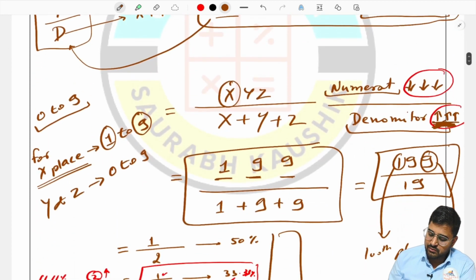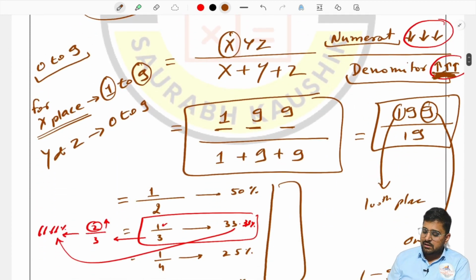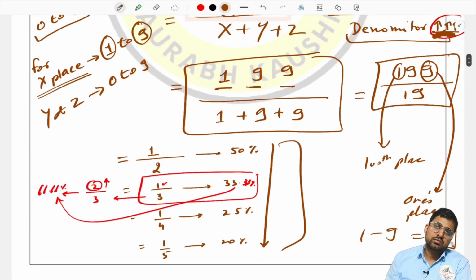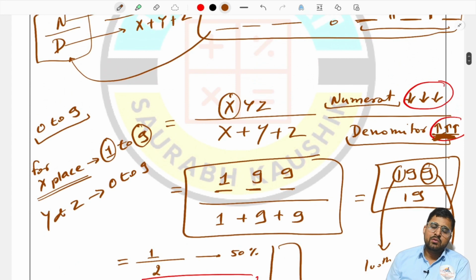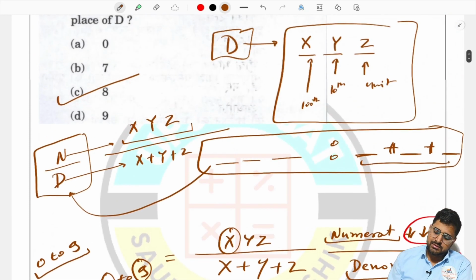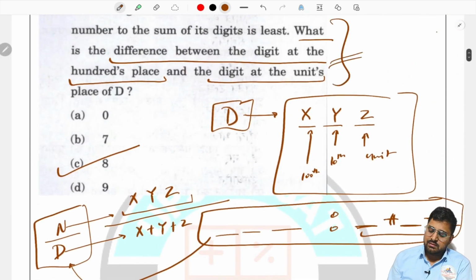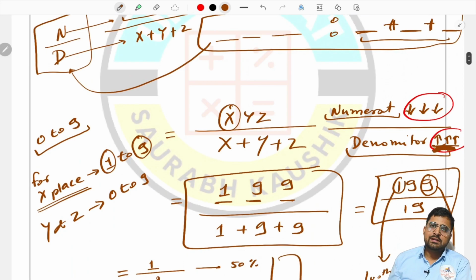It's a very easy question. It took time just to teach you how to solve this. Otherwise, at maximum you can take 1 minute to understand this question. You can solve it in your head also. Okay, let's move to the next question.